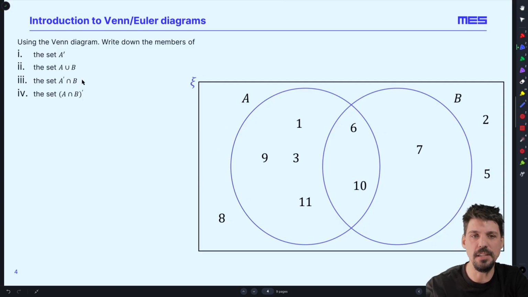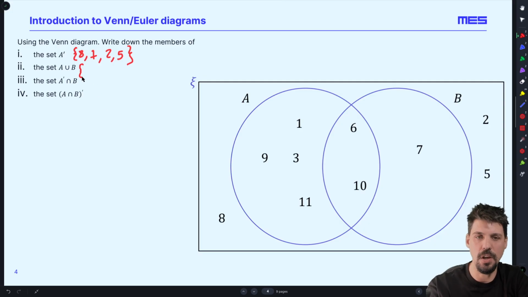So just as a little practice, what items here are in the set not A? The set not A. So all the numbers that are not in A. So 8 is not in A, 7 is not in A, 2 is not in A, and 5 is not in A. Being able to identify these different areas in the diagram is going to be key for us as we use Venn or Euler diagrams for UCAT questions.